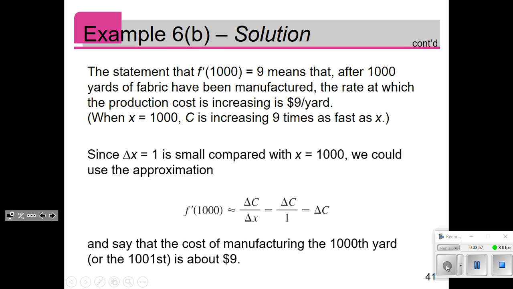Since change in X equals 1 is small compared with X equals 1000, we could use the approximation that F prime of 1000 equals change in C over change in X. Make the change in X 1, so then the change in C over 1 is just the change in cost. We say that the cost of manufacturing the 1000th yard, or the 1001st, is about $9.